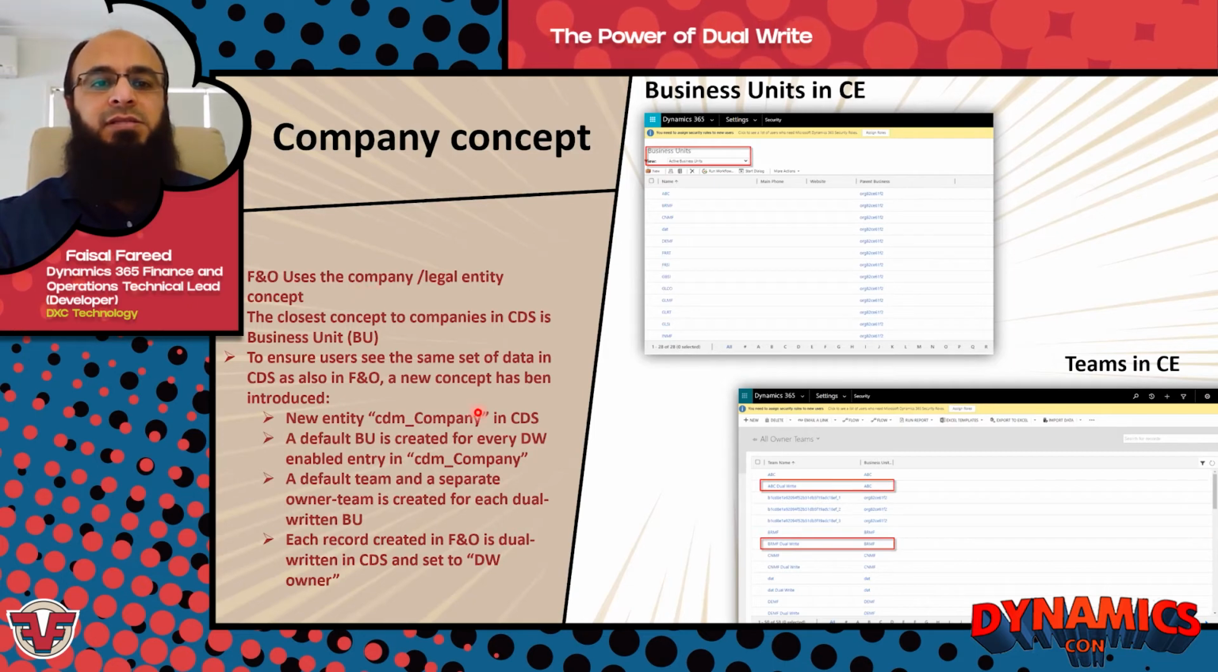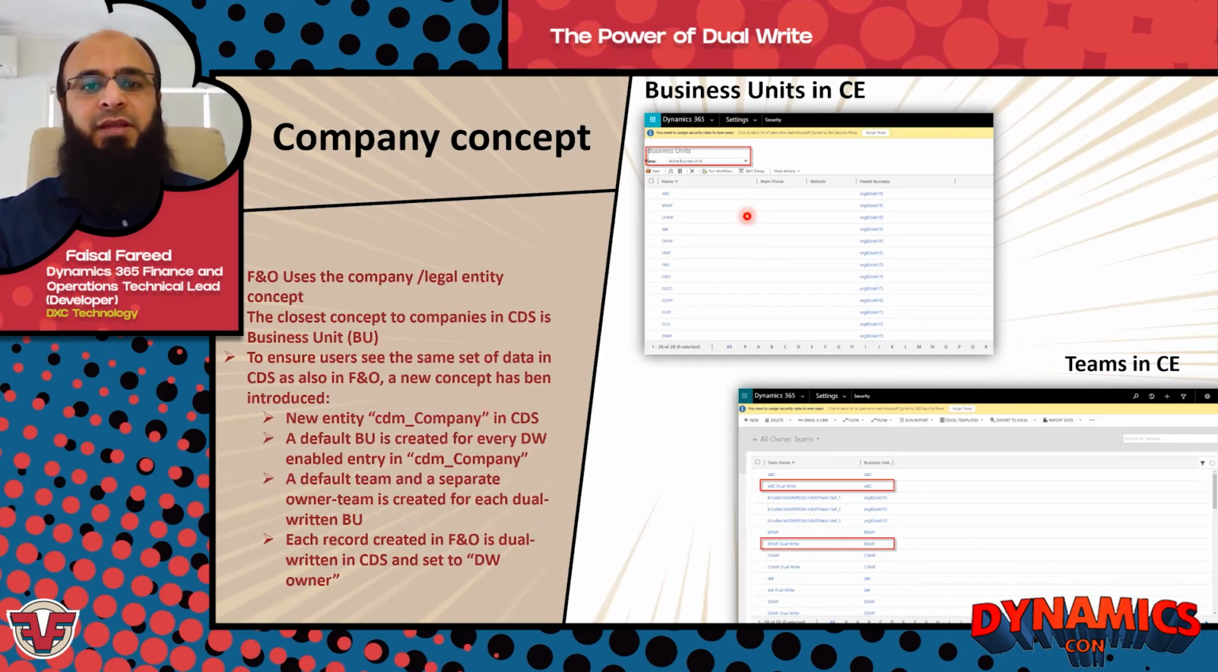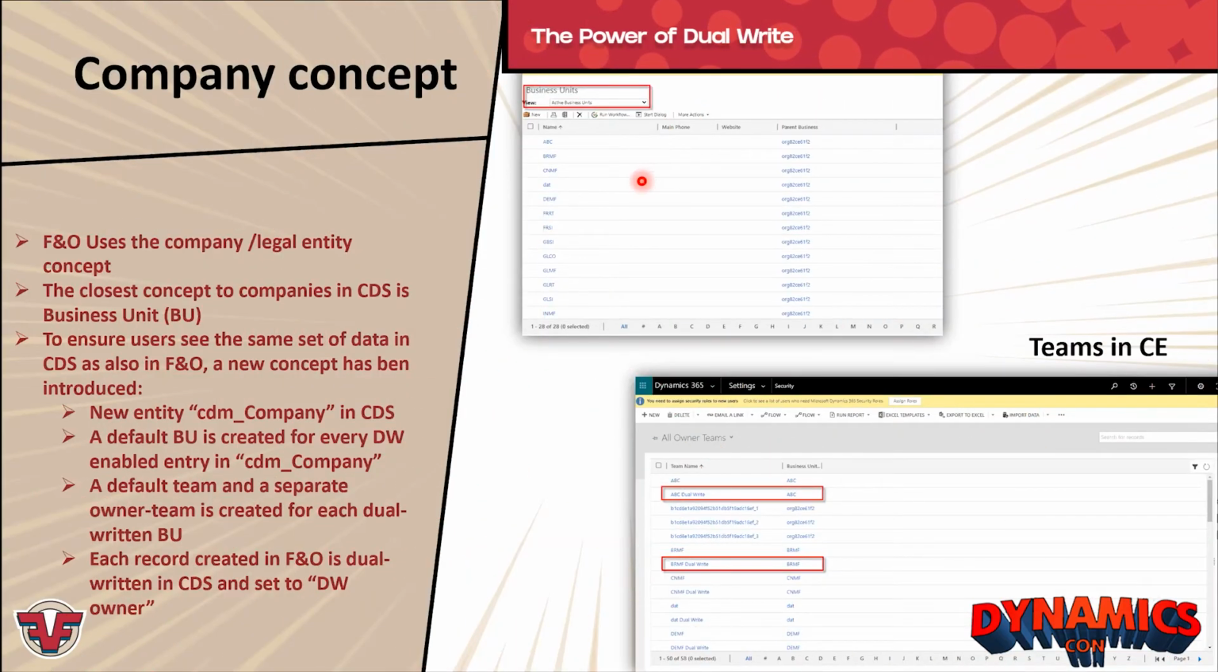Now let's move on. As I spoke earlier, finance and operations has the concept of legal entities and companies. The closest concept to these in customer engagement is the business unit. After I have linked the environment, all my business units are showing like this here. These are actually the legal entities or companies in finance and operations. As part of the initial setup of the dual write, it also creates all the teams in finance and operations. So you can see here ABC dual write and USMF dual write. These are the teams which get created as part of the dual write solution.